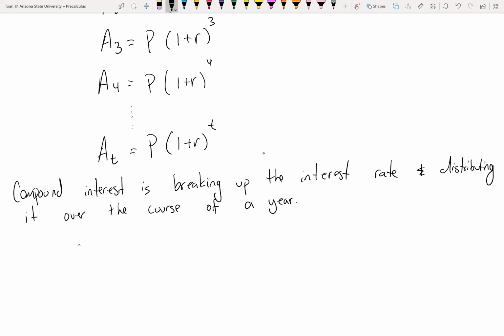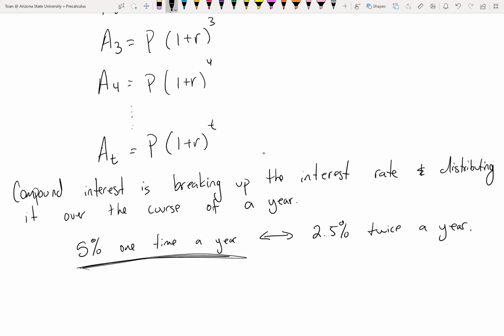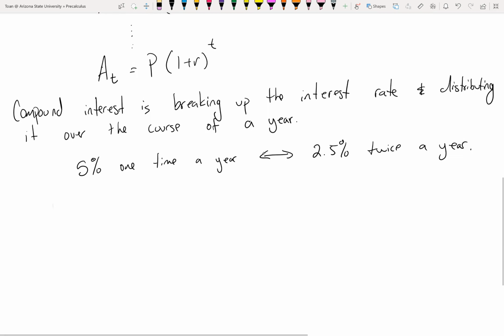So it's sort of like, not dollars, 5% one time a year versus, well, what if I compounded it twice? So I'm going to chop this up into 2 bits. That's 2.5% twice a year. So some banks, some companies, instead of doing it all at once, all 5% one time a year, they may break it up into itty-bitty pieces, smaller pieces, but they apply it more times within a year. Right? So I hope you guys understand how that changes our formula.